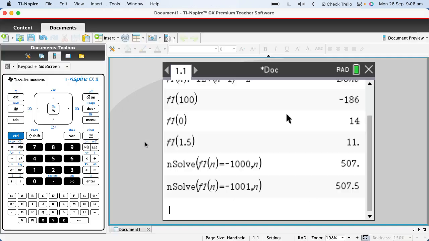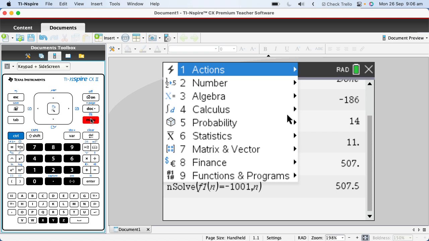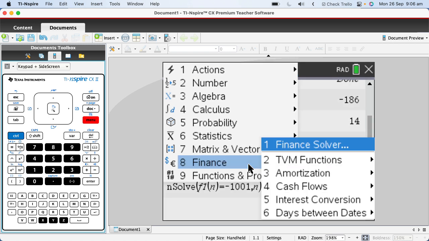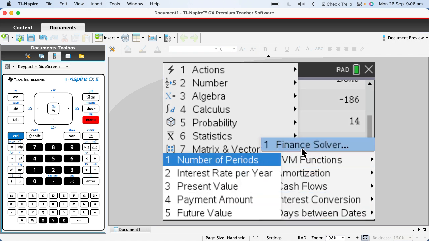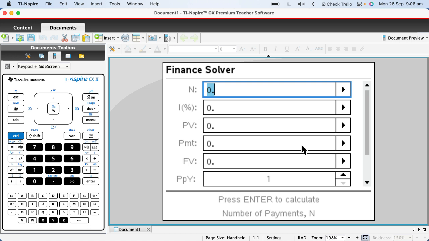So I'll show you where to find it first. I'll switch between screens a bit so you can see it. Under menu, you've got number 8 there, which is finance, and then you've got the finance solver. I think this is really the only one I've ever bothered to use in this course. There are other stuff here; I don't even know what they do. You're basically putting in what you do know, and it will calculate what you don't know.